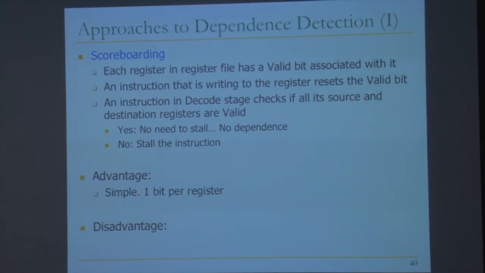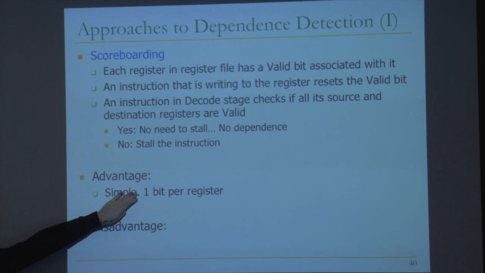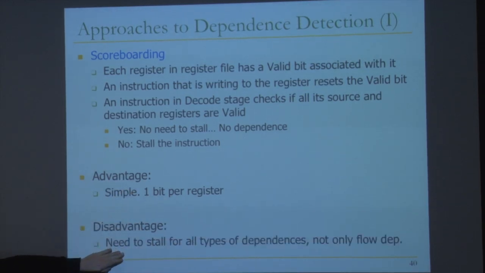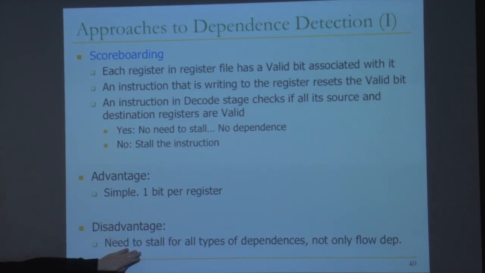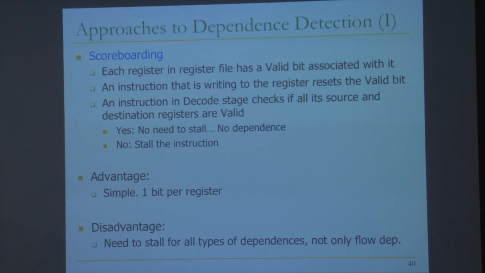Make sense? So the advantage of this is simple. This is 1 bit per register. The disadvantage is, well, you need to stall for all types of dependencies, not only flow dependencies.